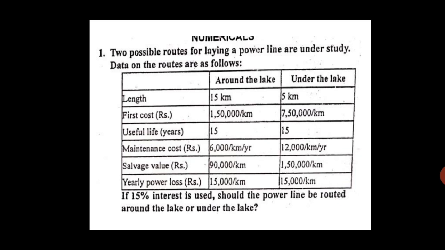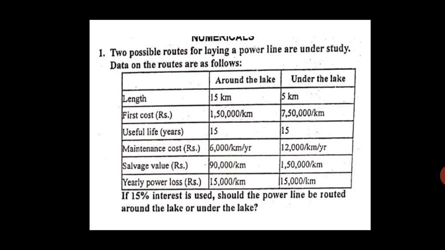So one thing is you can pass the power line around the lake, or you can take it underground under the lake. Okay. If you take it around the lake, it is almost 15 kilometers, but under the lake it is only 5 kilometers. The initial cost for around the lake is 1,50,000 per kilometer, whereas under the lake it is costly, 7,50,000 rupees per kilometer. Useful life for both the projects, around the lake as well as under the lake, is 15 years.